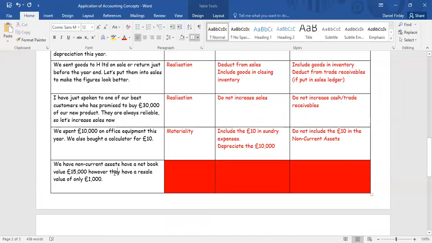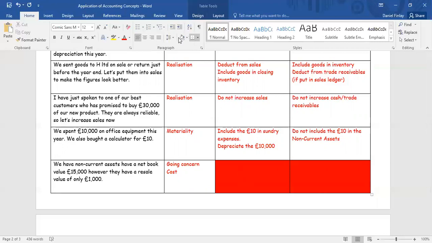And the last one, this one's tricky to get your head around to begin with. So we have non-current assets, which have a net book value of £15,000. However, they have a resale value of only £1,000. So I can only resell them for £1,000. Now, what do we put in our financial statements? Do I put the £15,000? Do I put £1,000? Well, the concept called going concern means we're going to continue trading for the next few years, for the foreseeable future. Therefore, I don't have to worry about that £1,000 because I'm not going to resell my non-current asset anytime soon. So I'm going to keep it as the £15,000.